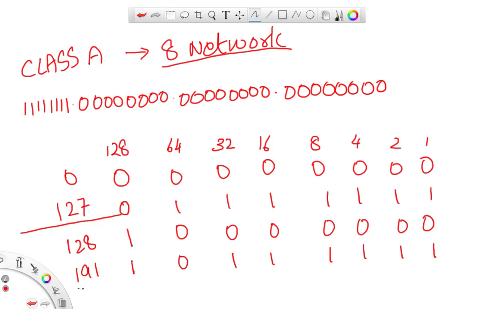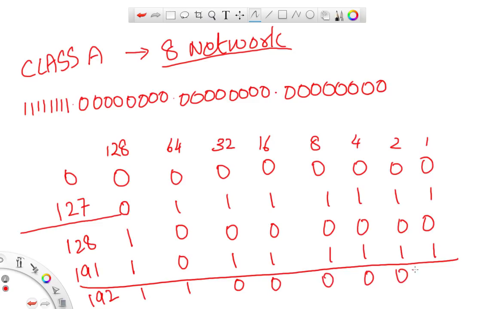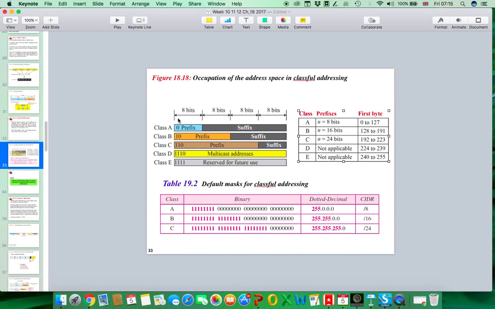Similarly, for class C, you have 1, 1, 0, which is 192. It's the minimum. And the maximum again would be, you're keeping this as 110 and all the others as 1. So this is how you had all these classifications in classful addressing. And so now we have the numbers given in here, based on what we could get in the combinations. So this is about classful addressing.